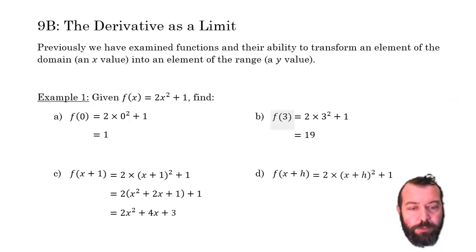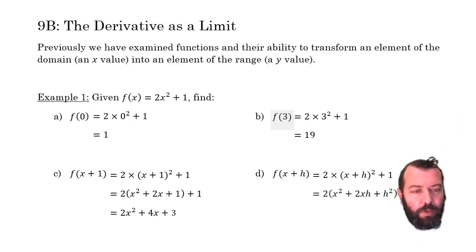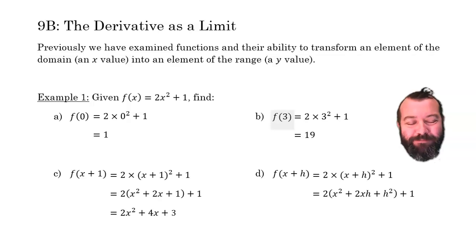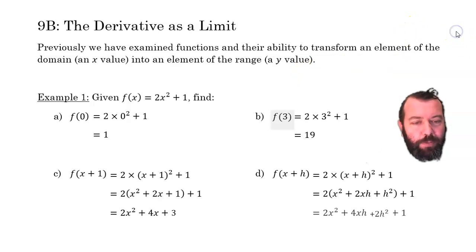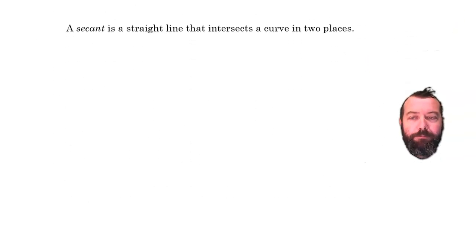So 2 times (x plus h) squared plus 1. I expand the brackets: x squared plus 2xh plus h squared, and multiply those by 2, which gives me 2x squared plus 4xh plus 2h squared plus 1. Okay, so that's the function of x plus h for this function 2x squared plus 1. So a bit of a review of functions there.